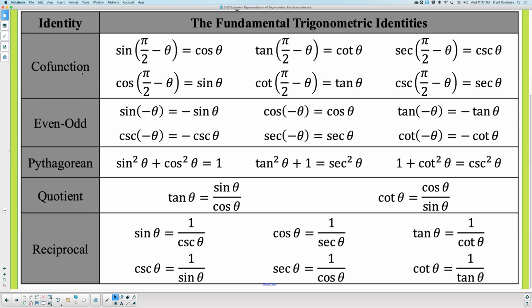I'm only hearing one student. What's going on? Let's try that again. Secant becomes a cosecant, and cosecant becomes a secant.